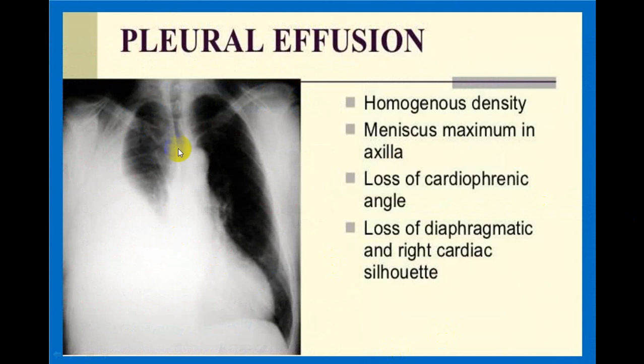You can see here there is a shift of mediastinum to the opposite side, uniform haziness; we call it the crescent sign. The angle is not seen, the diaphragm I cannot make out, the right border of the heart I cannot make out. This is the Silhouette sign, homogeneous density, and we call this shape the meniscus sign, with loss of the cardiophrenic angle and costophrenic angle. Think of pleural effusion, and there is a shift to the opposite side.